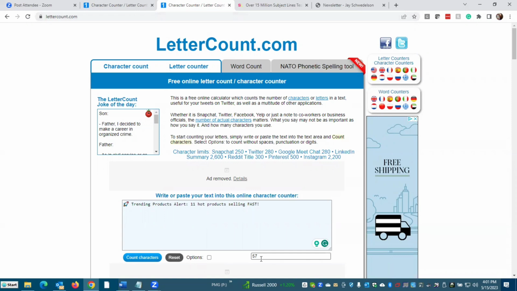It looks long, and it is long. This is probably as long as you'd want to go. That includes the emoji, but I think that's a nice looking subject line. You might have different thoughts, and that's okay. That's the beauty of this. It's not like a math problem. There's no right or wrong answer here. This is part art, part science, and you have to test.